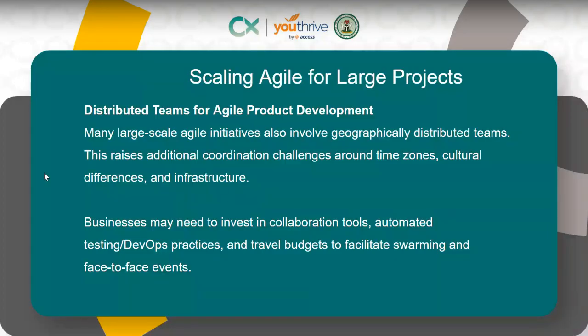This raises additional coordination challenges across time zones, cultural differences, and infrastructure. So businesses may need to invest in collaboration tools, automated dev practices, and travel budget to facilitate swarming and face-to-face events. There are times we even meet physically to ensure everyone is fully aligned. We get tools that help us do our testing and a lot of other things, so that regardless of your place or time zone, work is being done and features are released on time.